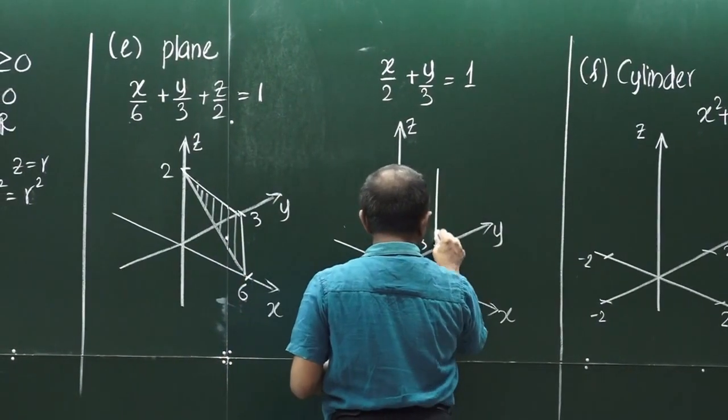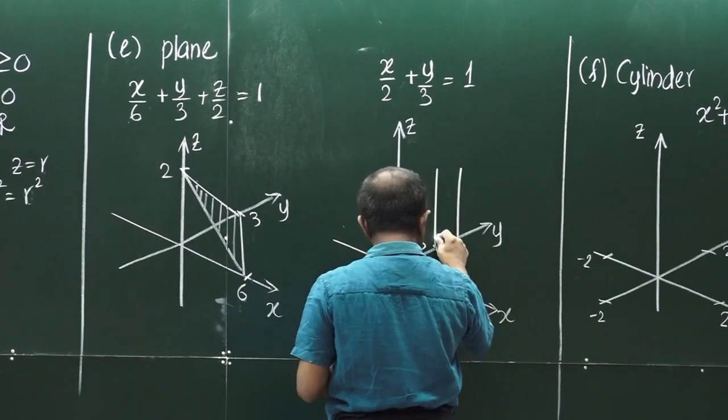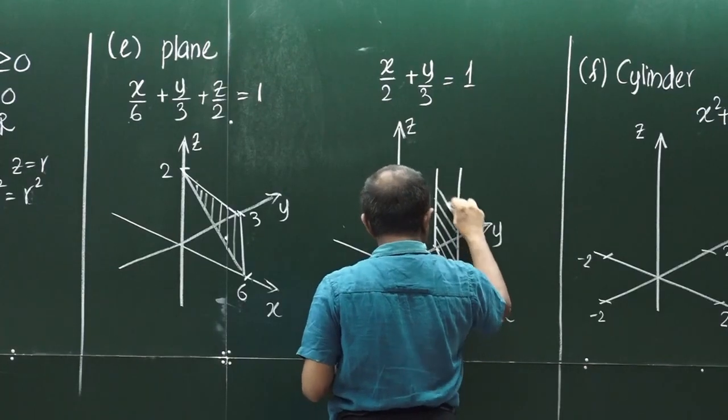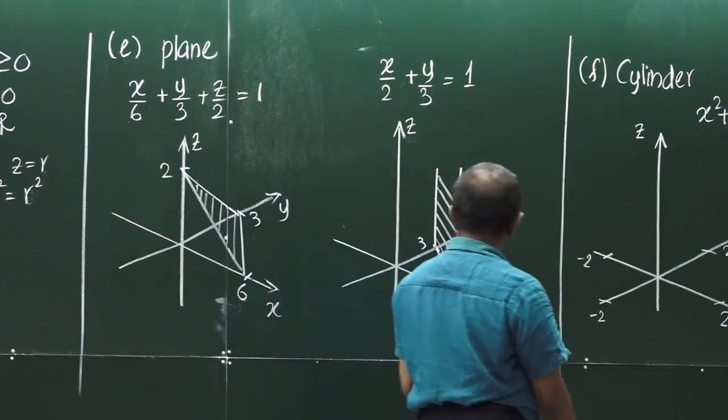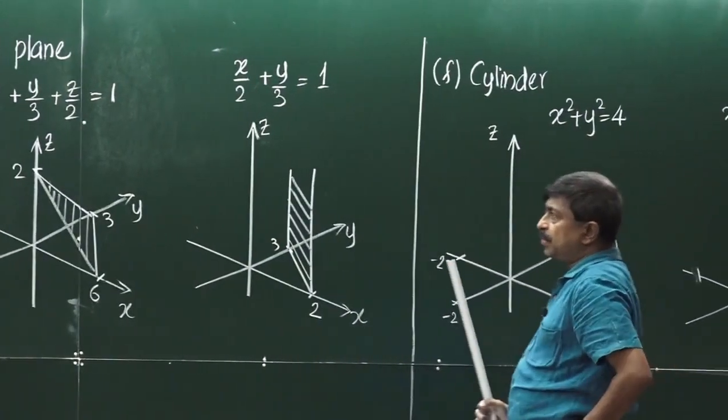It is always true for any object. If one variable is not present in the equation, that object is parallel to that axis. So, it is a plane like this, right. Now, finally, let us come to the cylinder.